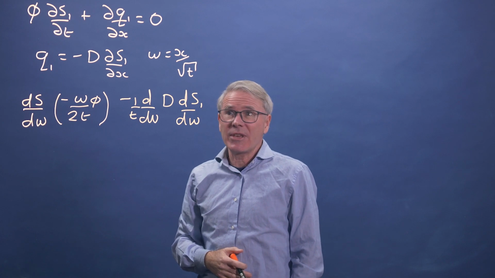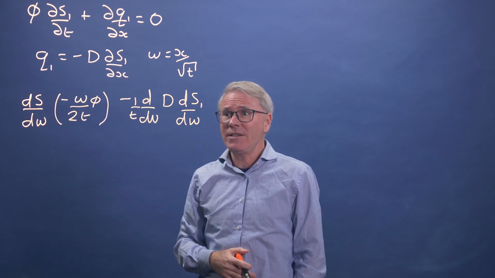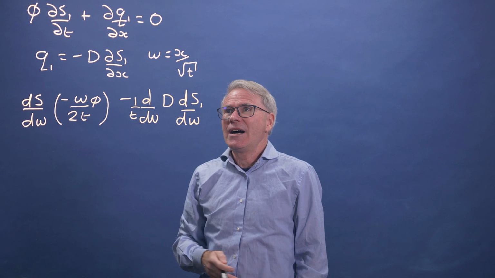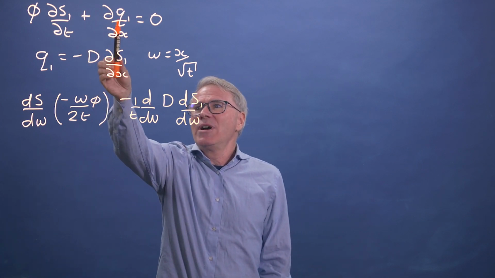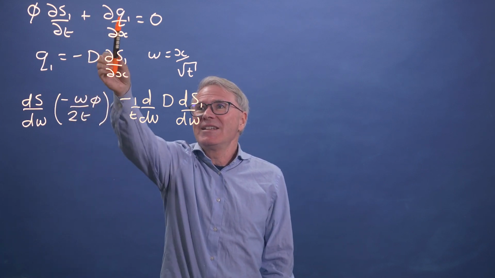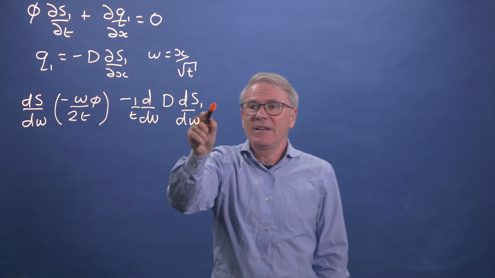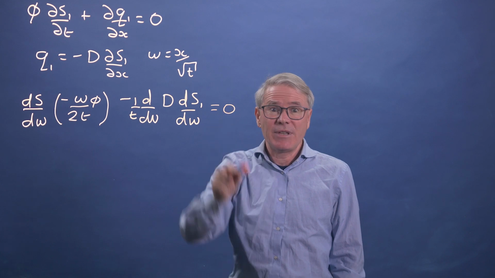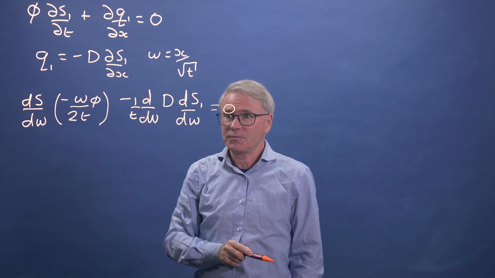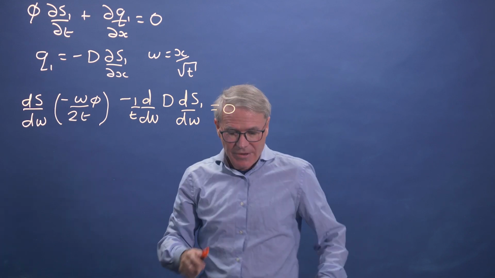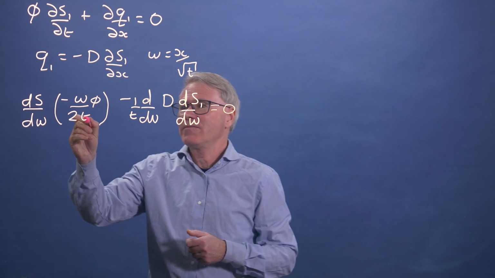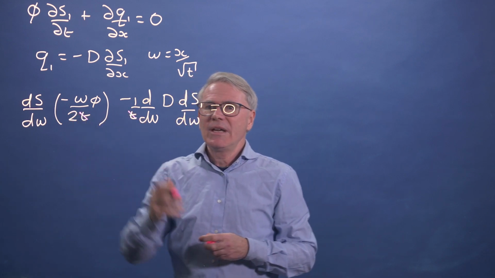Now let's just think carefully about the signs. Q is minus D dS/dx. So there's a minus term here, and this equals 0. So the t's cancel out.